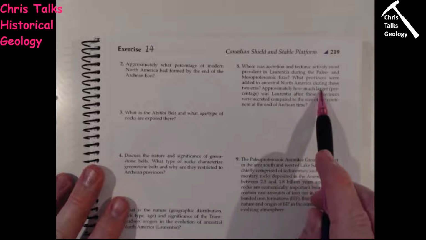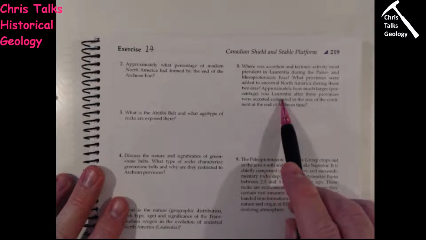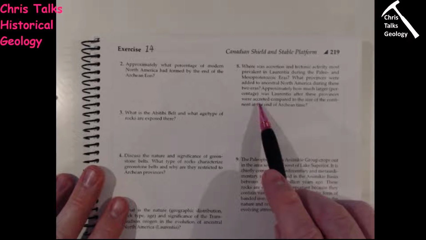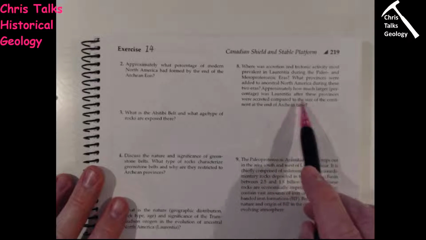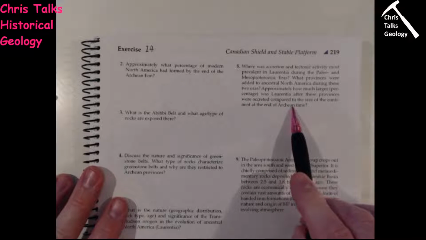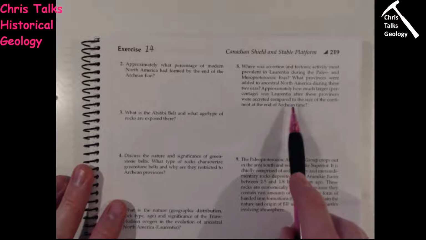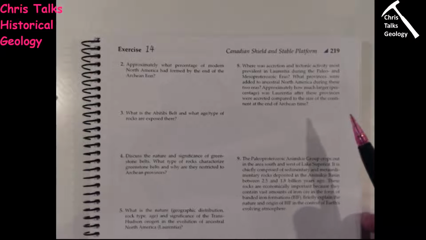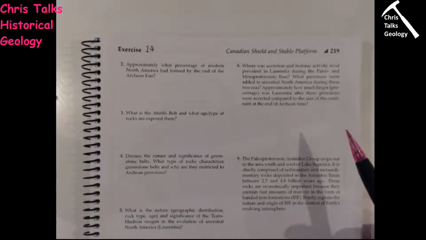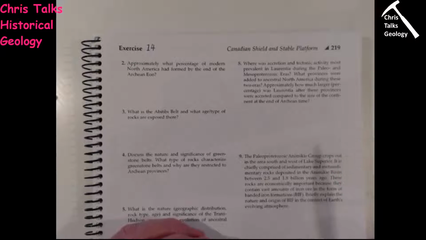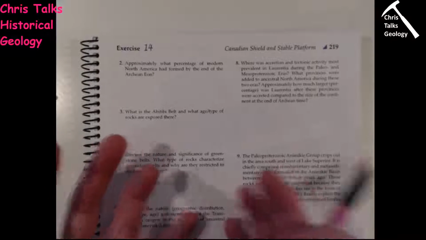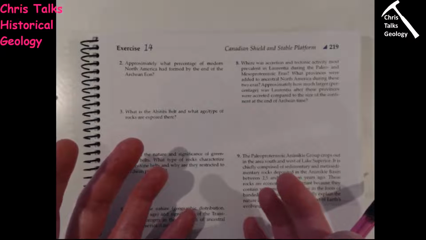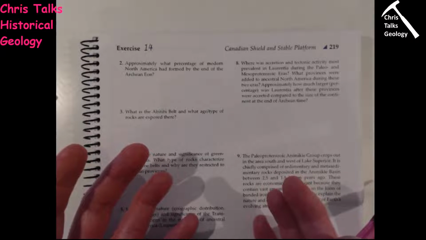Approximately how much larger, percentage-wise, was Laurentia after these provinces were accreted compared to the size of the continent at the end of the Archaean? Now, there's a couple of ways you can give me this number. The first way is you can say, how much mass was added to the Archaean? So you can say the Archaean was this size, and then after the addition of this mass, the Archaean was 50% larger. That's the first way of doing it.